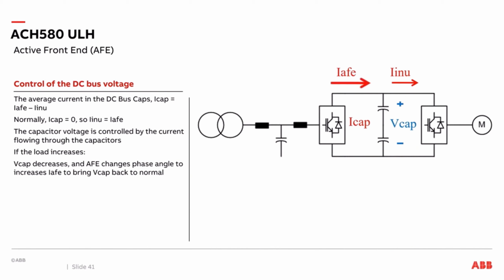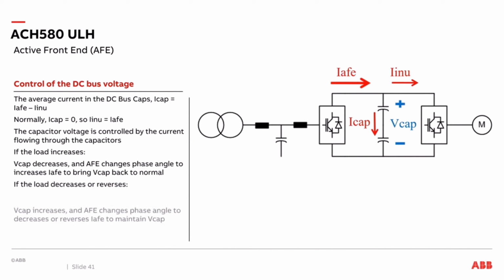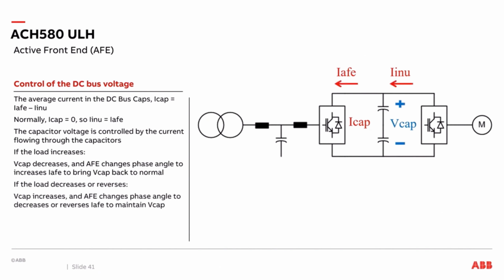So by increasing the current on the active front end to exceed the current of the inverter unit, now current must flow through the capacitors. By flowing through the capacitance, voltage increases. If the load decreases or reverses, the voltage of the capacitors increases, and the active front end changes its phase angle to decrease or reverse the active front end and maintain voltage on the capacitor.